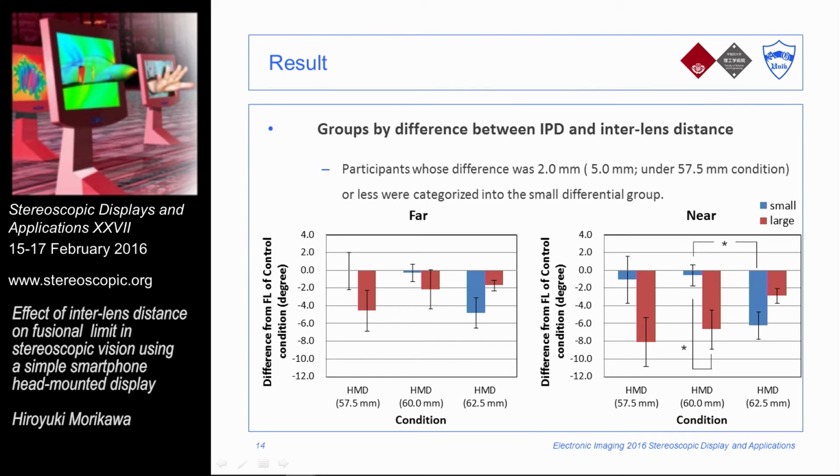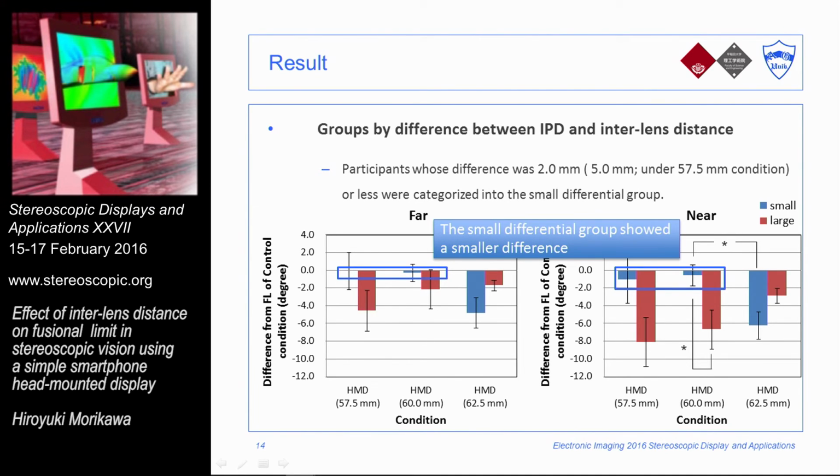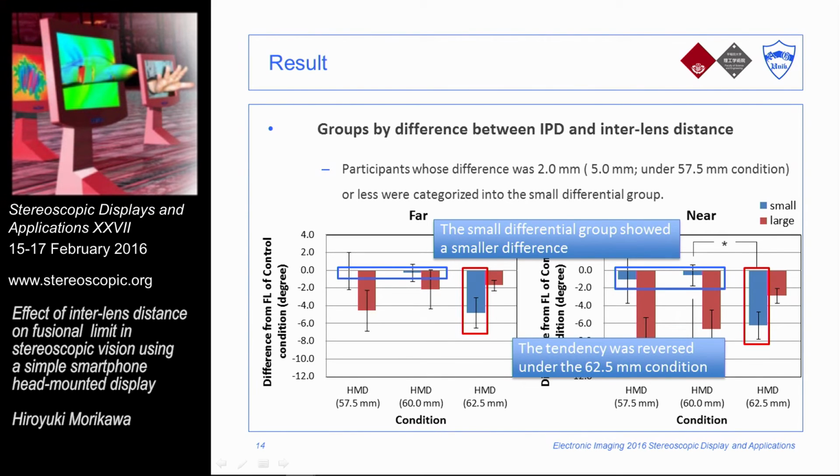In these figures, the vertical axis indicates the difference of the fusional limit from the control condition as a disparity angle. The small differential group shows a smaller difference of fusional limit than the large differential group. However, the tendency was reversed under the 62.5 millimeter condition, where the change in the small difference group was larger.